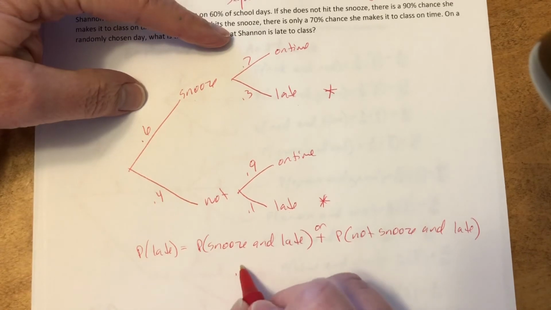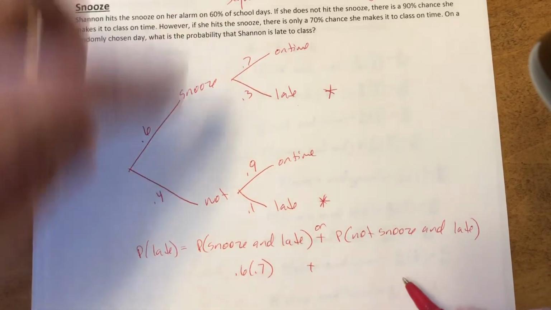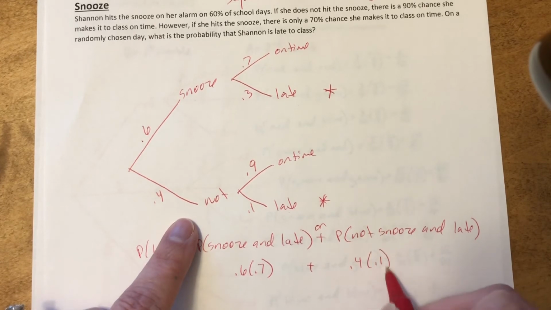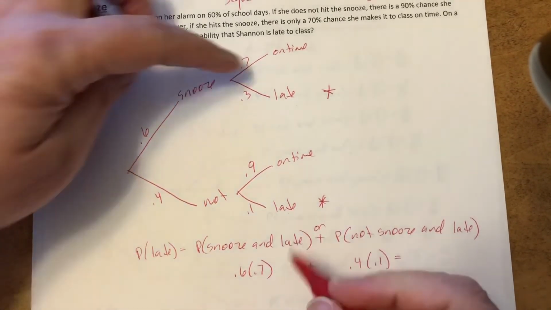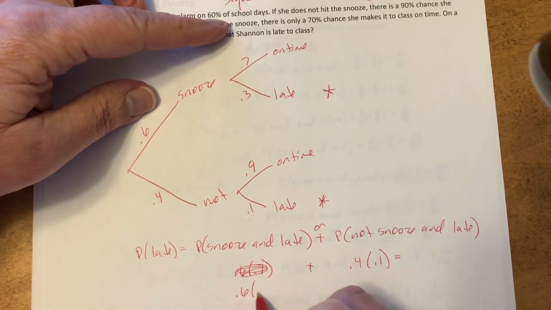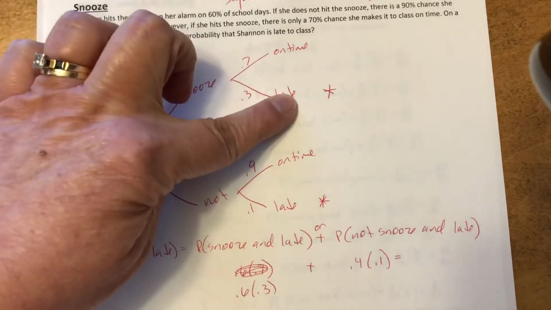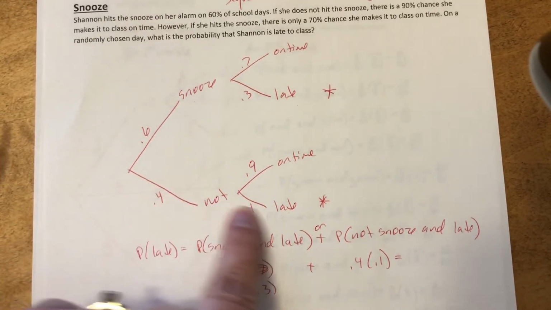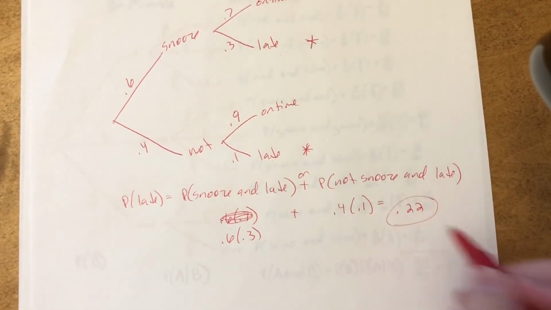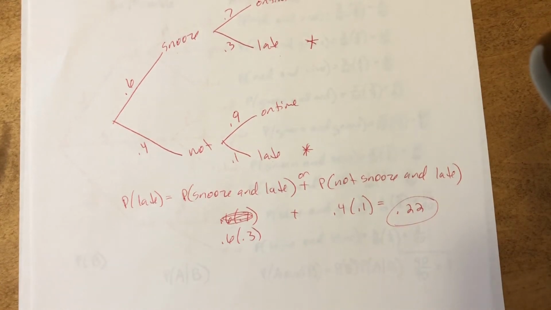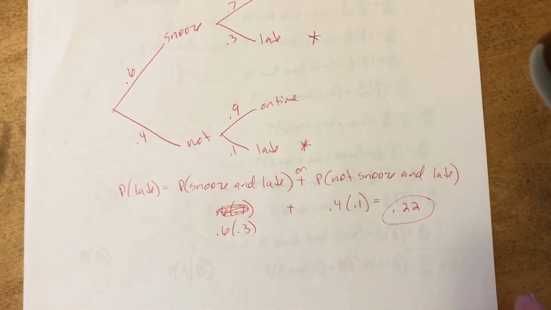So snooze and late would be 0.6 times 0.7, plus not snooze and late is 0.4 times 0.1. Oh, did I do 0.7? As soon as I wrote it, I knew it was wrong. It's 0.6 and 0.3, because she hits the snooze and is late, plus does not hit the snooze and is late. So that ends up being 0.22. So there's a 22% chance that she's going to be late, whether she hits the snooze or not. She's going to be late probably 22% of the time.